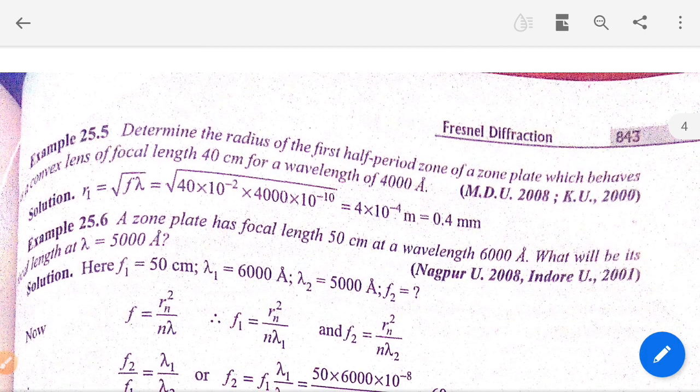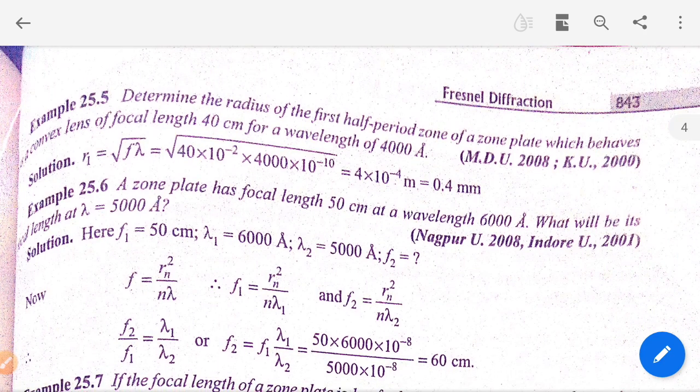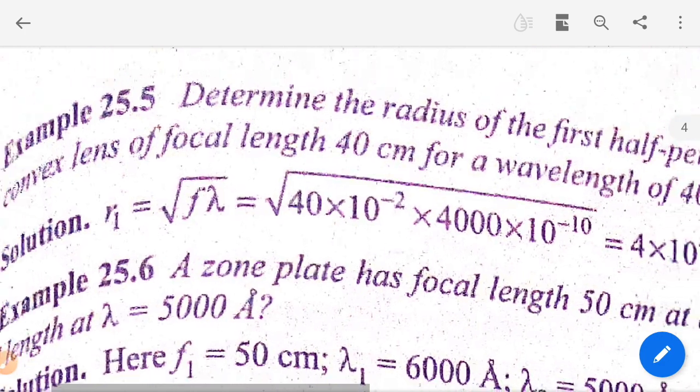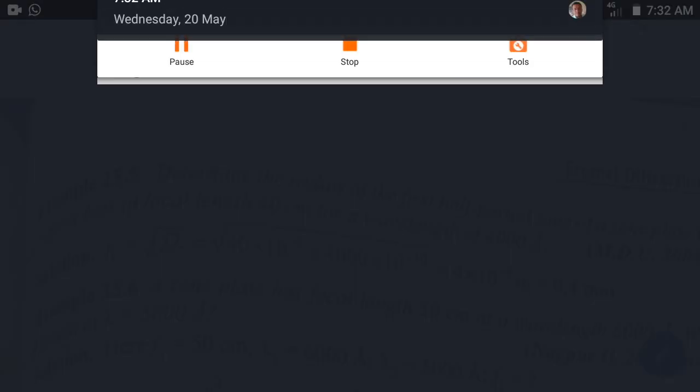And we move further to a related problem on the half period zone of a zone plate. Determine the radius of the first half period zone of a zone plate which behaves as a convex lens of focal length 40 centimeter for a wavelength of 4000 angstrom. Similarly, r1 is the square root of n f lambda, but n is the first one, hence it is 1. So this value is 4 into 10 to the power of minus 4, that is 4.4 mm.